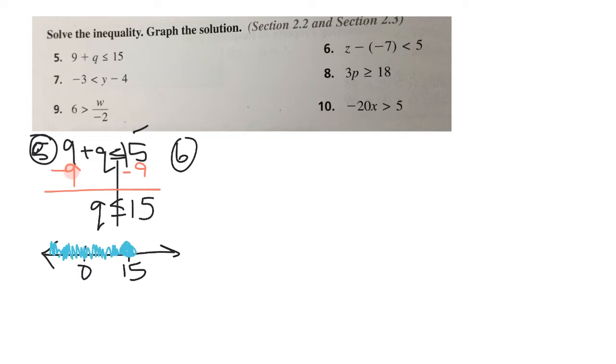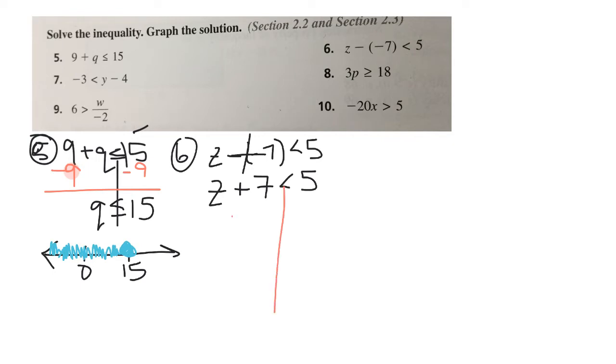Number 6. Z minus negative 7 is less than 5. So Z plus 7 is less than 5. So we know what operation we need to do to get it by itself. We're going to subtract the 7. And Z is less than negative 2.